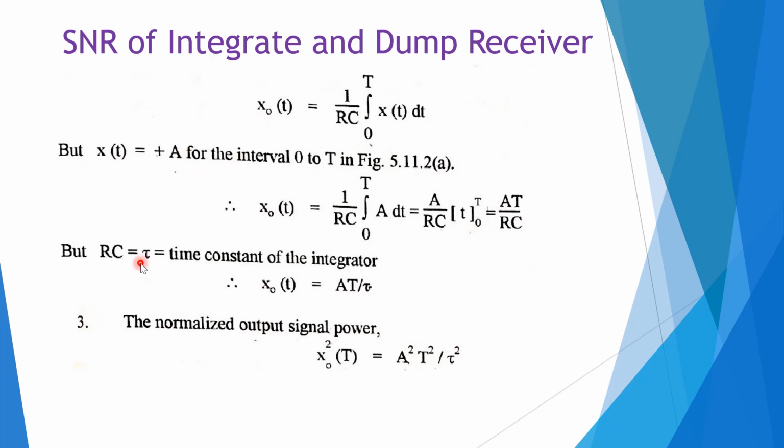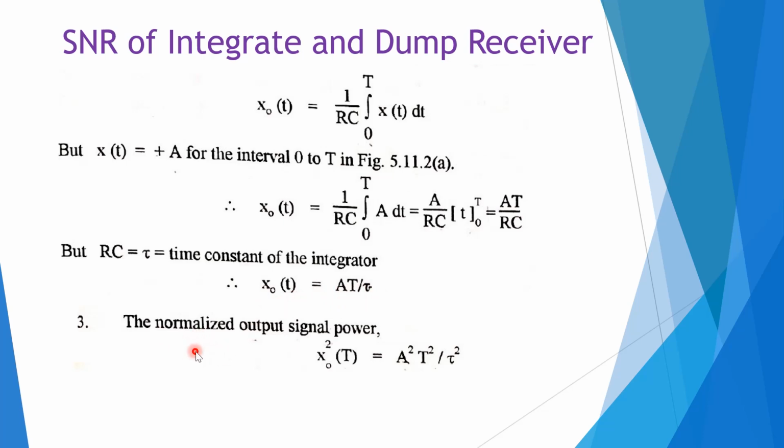Now if we consider x of t is equal to plus A for the interval 0 to T, X0 of t is equal to what now? 1 by RC integral 0 to t of A dt. Now we can find out the integration of this. We will be getting A t divided by RC. Now RC is a time constant, so we have solved this already. That is X0 of t is equal to A t divided by tau.